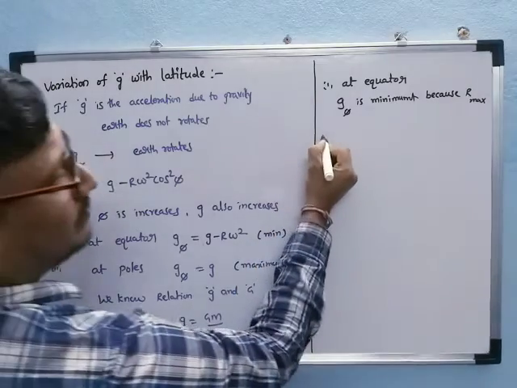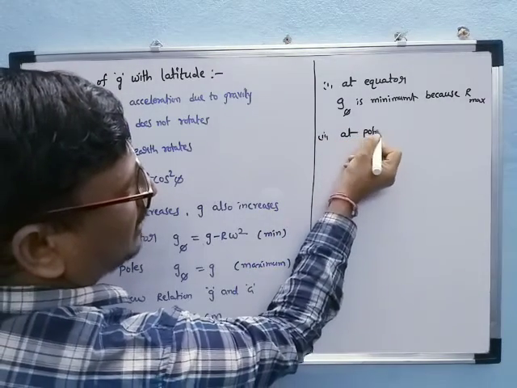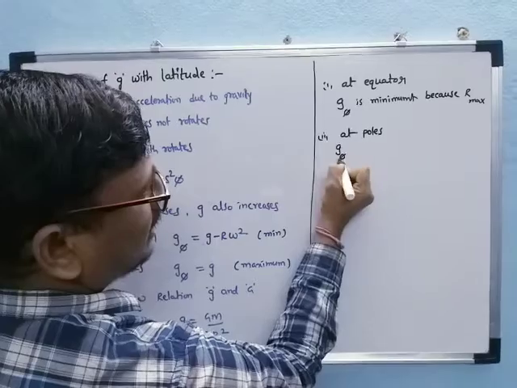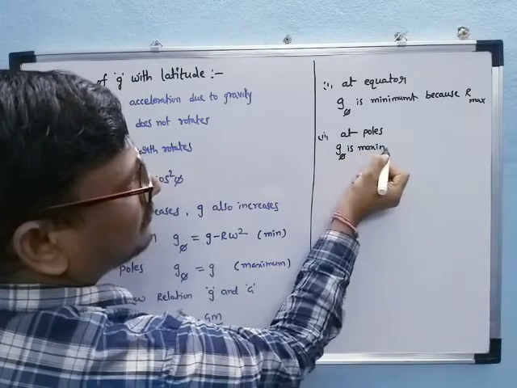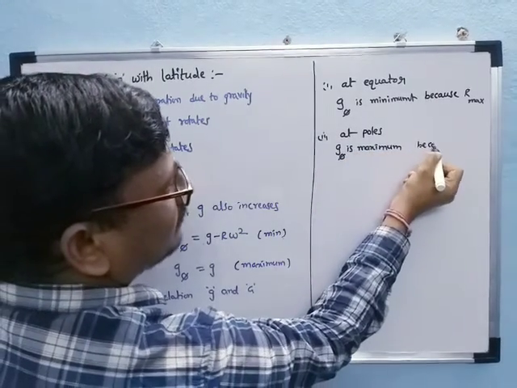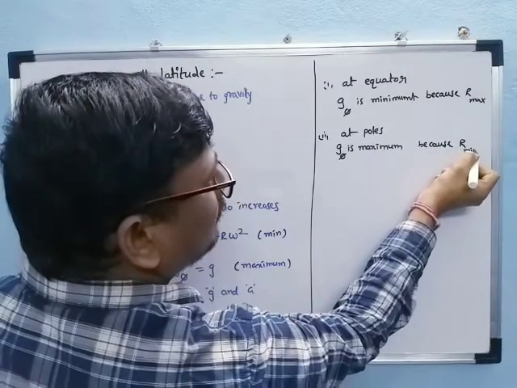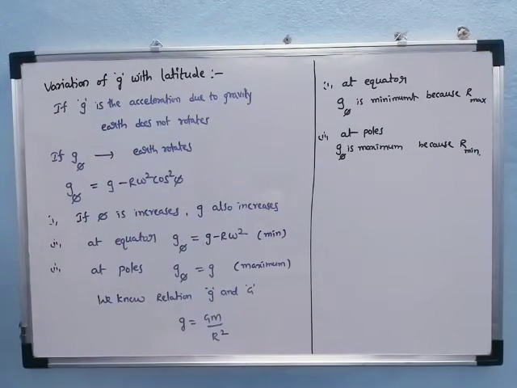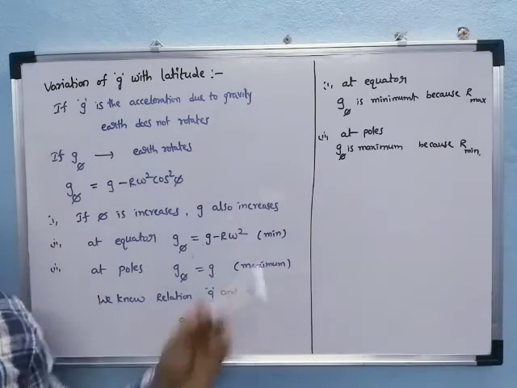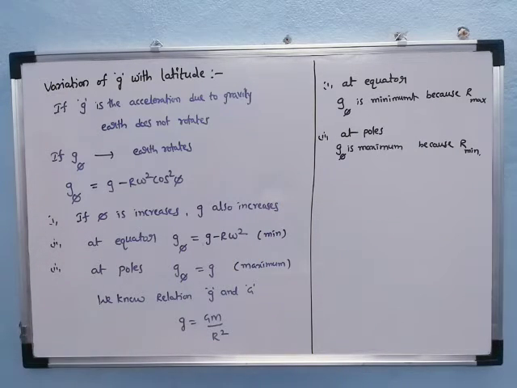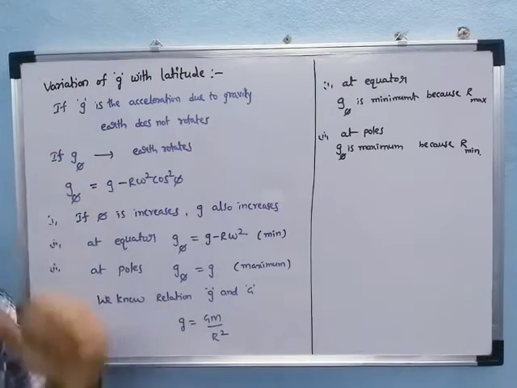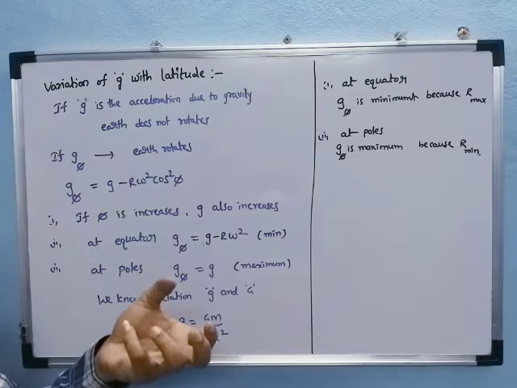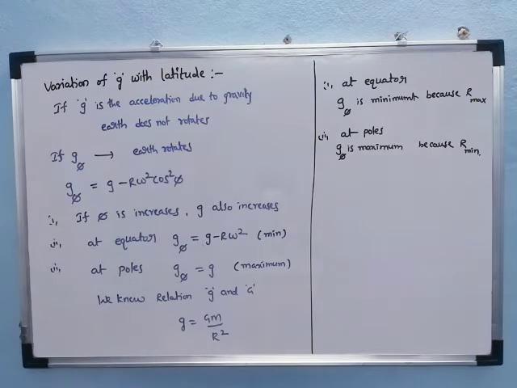Now at the poles, g phi is maximum because R is minimum, and when the radius is minimum, g phi is maximum. This is called the variation of g with latitude. In total, we have the variation of acceleration due to gravity at the surface of the Earth with height, then depth, and the third one is latitude.